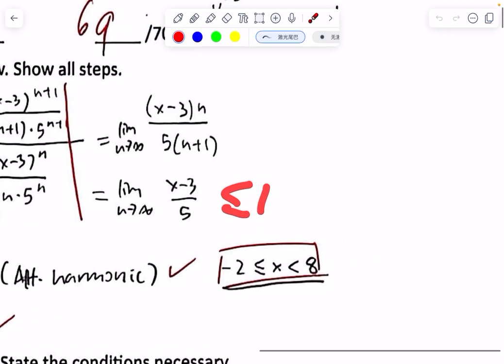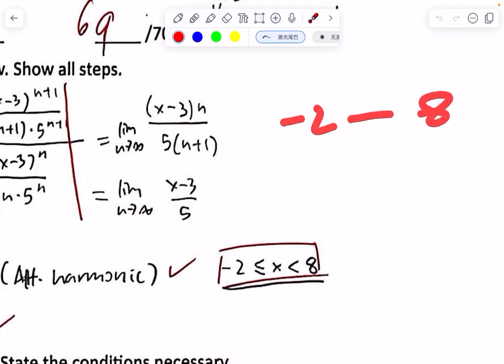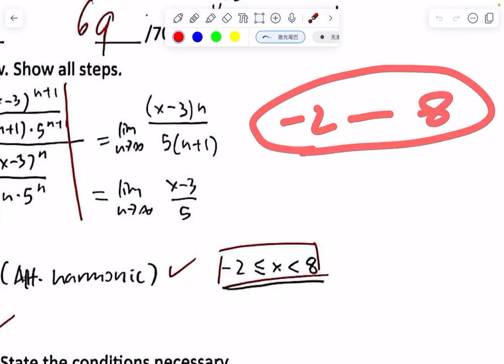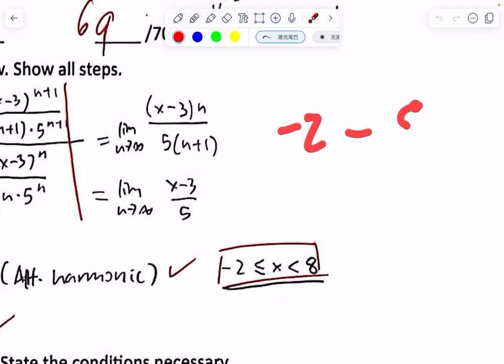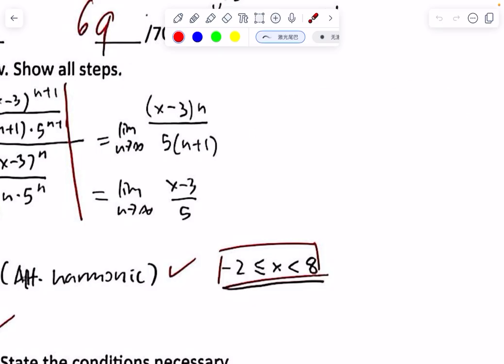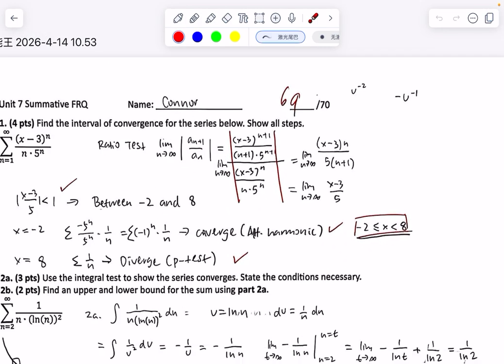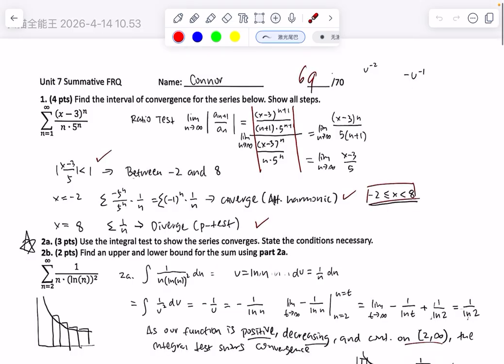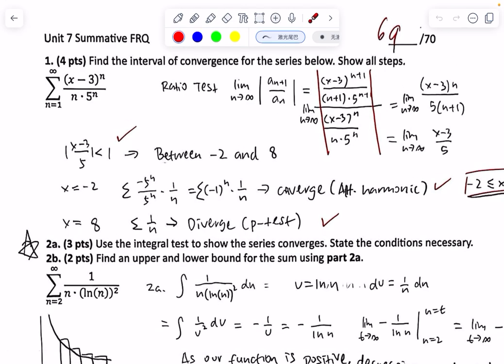So this gives us that x is somewhere in between -2 and 8. It's somewhere in between this range. But the problem with this range is that we would need to test the endpoints. We need to test, does x work at -2? Does x work at 8? We need to test those two endpoints. And how do we do that? Well, when we test the endpoint, we use different convergence tests to do that.